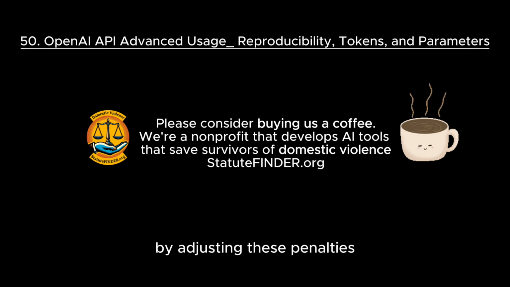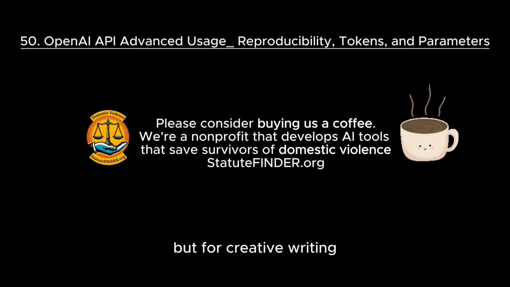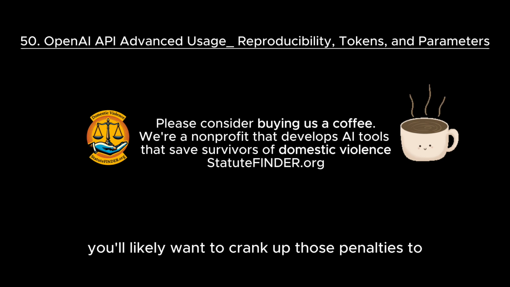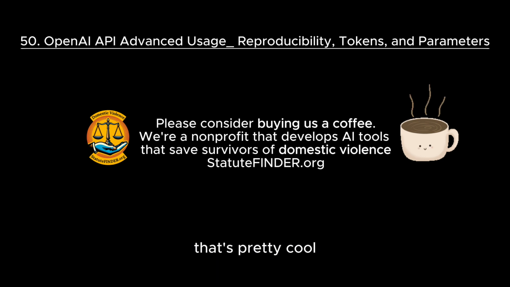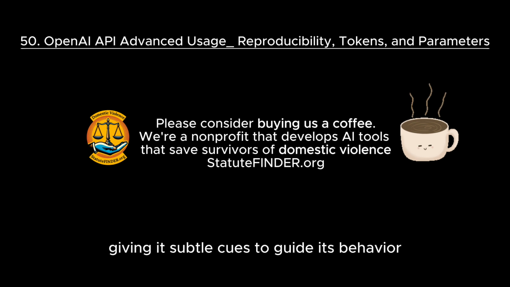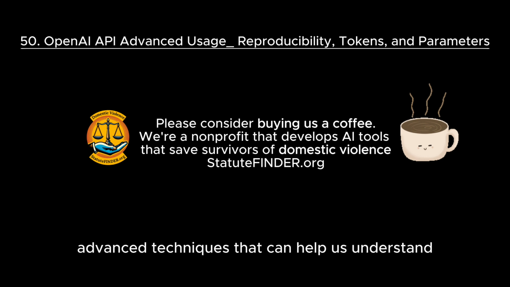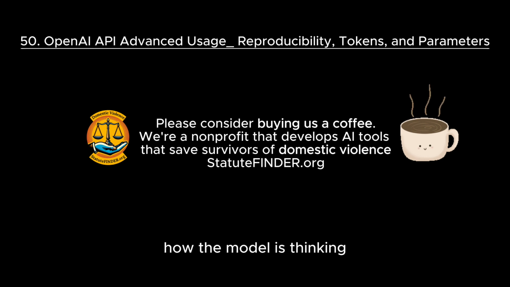Exactly. By adjusting these penalties, you can control the level of repetition and novelty in the model's output. For factual summaries, some repetition might be fine, but for creative writing, you'll likely want to crank up those penalties to encourage more originality. That's pretty cool. It's like we're learning to speak the model's language, giving it subtle cues to guide its behavior. Are there any other advanced techniques that can help us understand how the model is thinking?